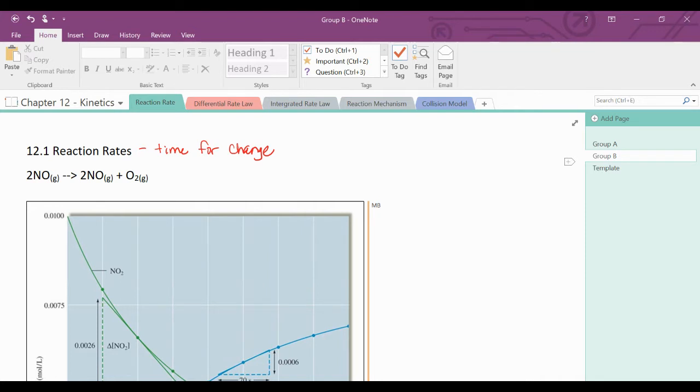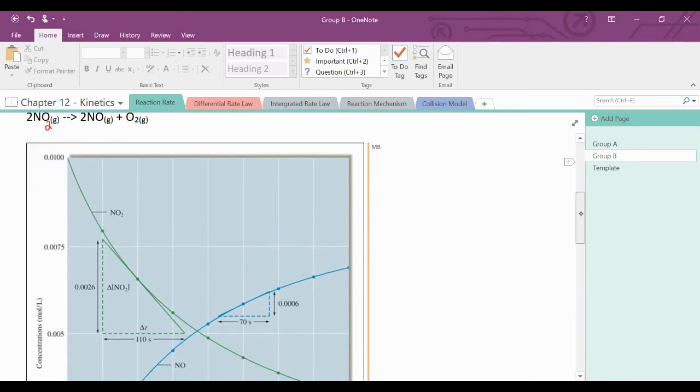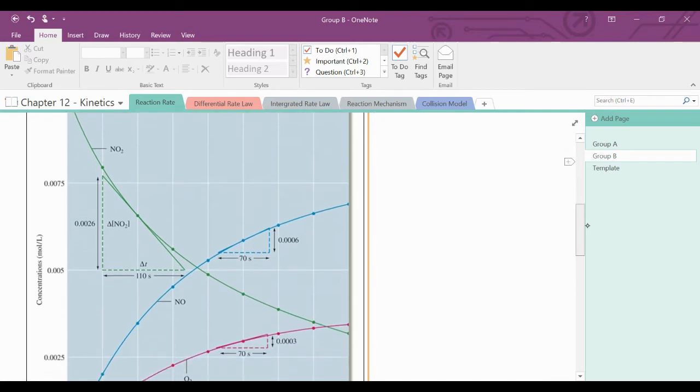So, this is the reaction we're going to talk about in terms of rates of reaction. So, I have nitrogen monoxide. Actually, this should be nitrogen dioxide. And it's going to decompose into nitrogen monoxide and oxygen gas. All right, so this reaction occurs, data was collected, and this graph was constructed.